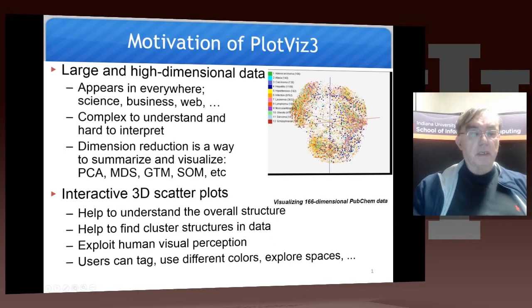The methods mentioned here: PCA, principal component analysis; MDS, multidimensional scaling; GTM, generative topographic mapping; SOM, self-organizing maps. These are all ways of doing dimension reduction. Dimension reduction is not part of this talk. This talk is about Plotviz, which is a package to visualize the results of dimension reduction. And so it produces 3D scatter plots, lots of points defined in 3 dimensions. And you can browse that 3-dimensional structure to try to understand the overall structure.